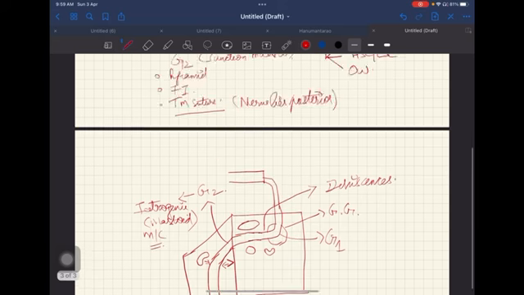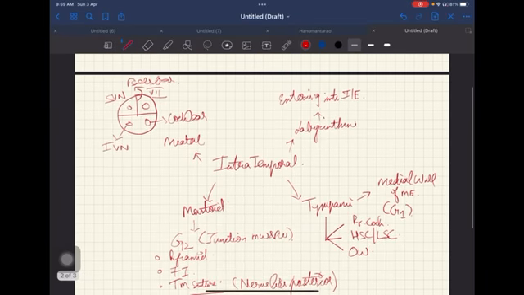And lastly, we also need to know the dimensions of these four segments of the facial nerve. The meatal part is 8 to 10 millimeter in length. The labyrinthine part is 3 to 4 millimeter in length. Tympanic part is around 11 millimeter in length, and the mastoid part is around 13 millimeter in length.